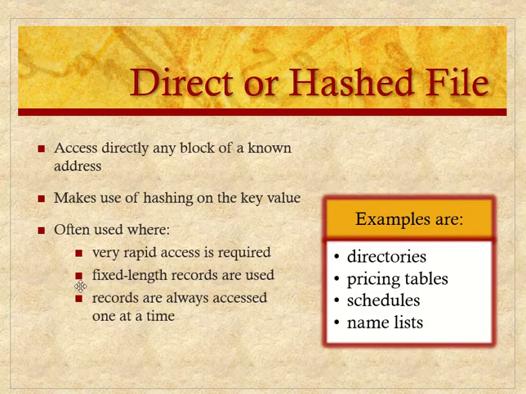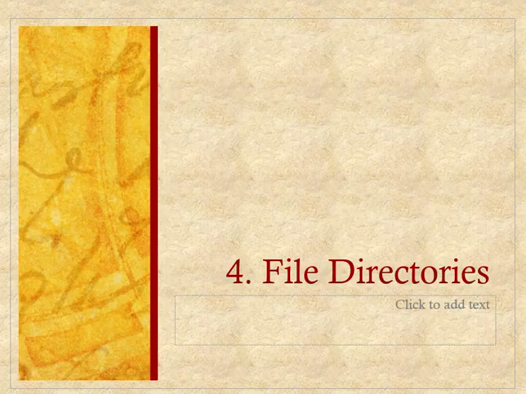And then finally, the fifth type of file organization is the direct file or hash file. The access is directly to any block of a known address, and it is used when very rapid access is required with fixed length records, and the record should always be accessed one at a time. Examples are directories, pricing tables, schedules, and name lists. Let's move on to the next section, file directories.